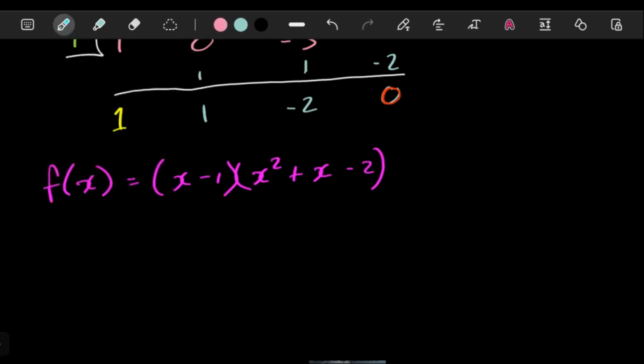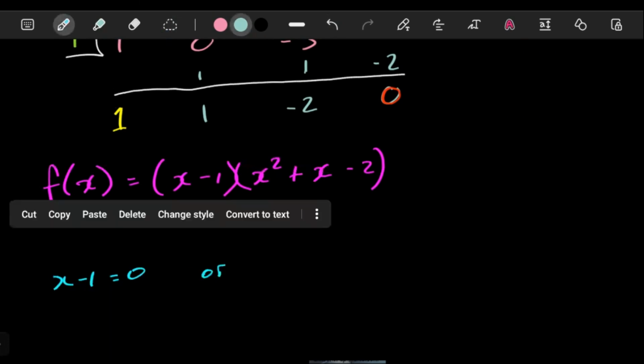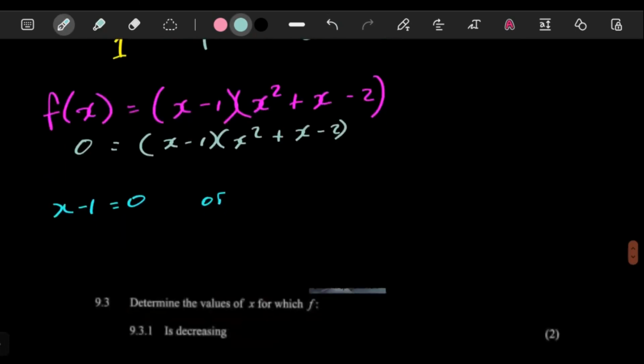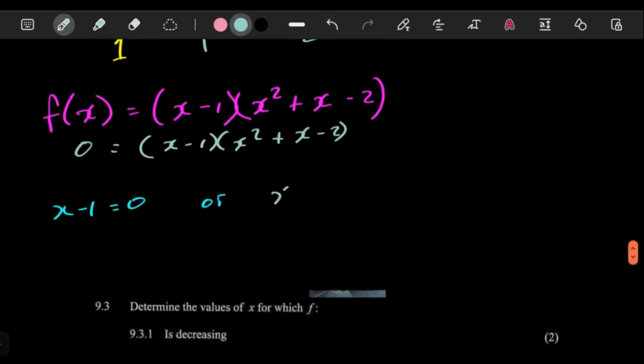You have this first one. x minus 1 is equal to 0, because remember, when solving for x, you make this equal to 0. So x minus 1 times x squared plus x minus 2 is equal to 0, so x minus 1 is equal to 0, or x squared plus x minus 2 is equal to 0. With this equation here, we know factors of 2 that give us a 1 are 1 and 1.